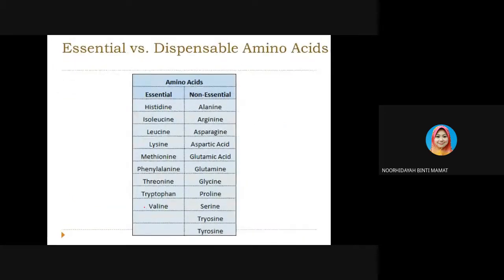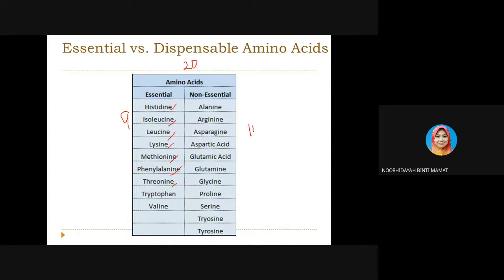Okay, so just now we were talking about the essential and non-essential amino acids, right? So these are the 9 essential amino acids. In total, we have 20 amino acids that we need in our body. 9 of them are the essential amino acids, which comprise histidine, isoleucine, leucine, lysine, methionine, phenylalanine, threonine, tryptophan, and valine.